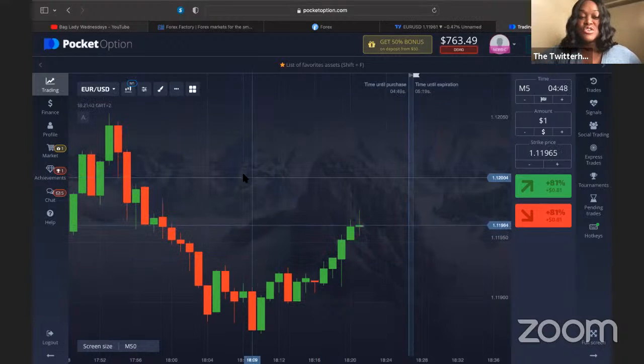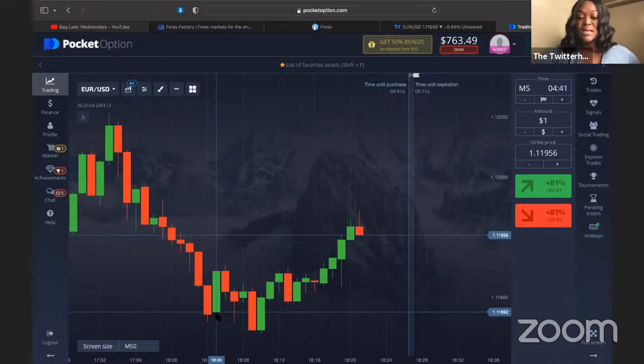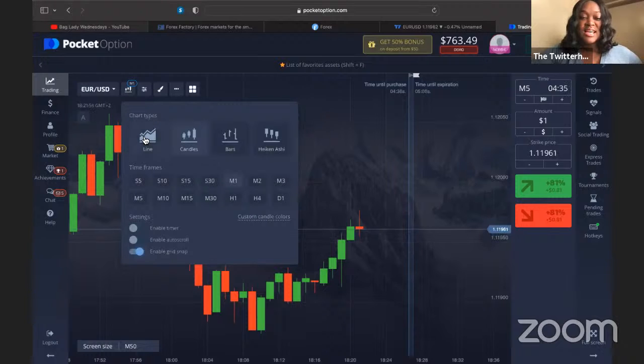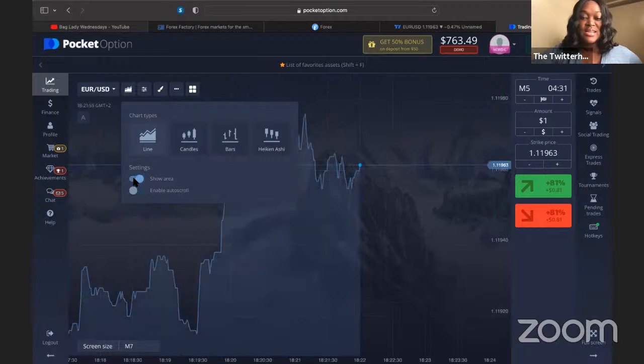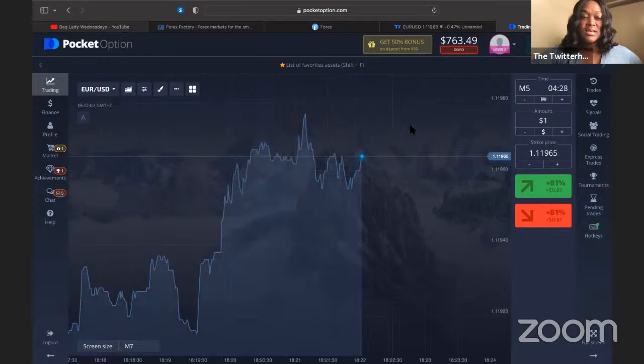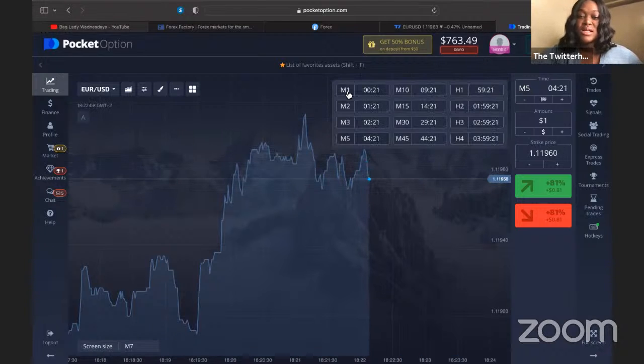Next thing is you'll have it on candles. The green candles are bullish, meaning they open up at the bottom and they close at the top, right? But we're going to change it to the line chart, and then I'm going to toggle it to the right so I can see the area, and I click outside here, right? And I'm just going to drop this to M1.